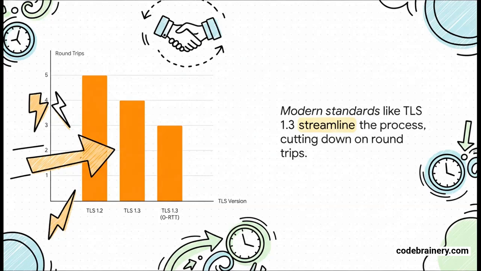This whole process has a huge impact on speed. Each one of these back-and-forth handshakes is a round trip that adds delay. Now, older protocols like TLS 1.2 needed more trips, but modern standards like TLS 1.3 have really streamlined the process. By cutting down those round trips, they can give you a real, tangible speed boost of 20% or more just to get that very first byte of data.